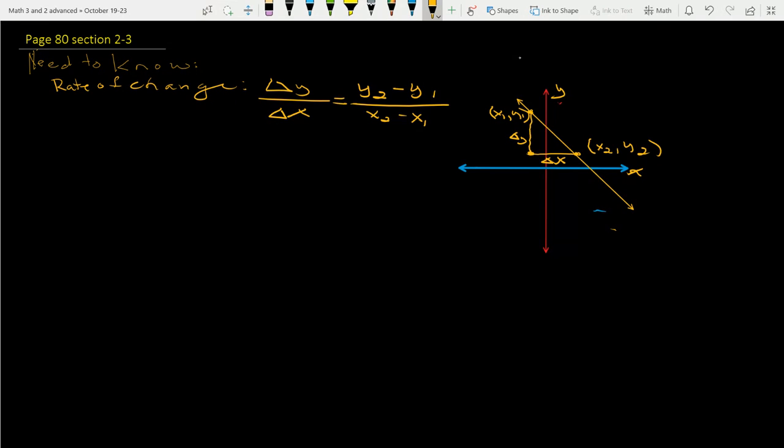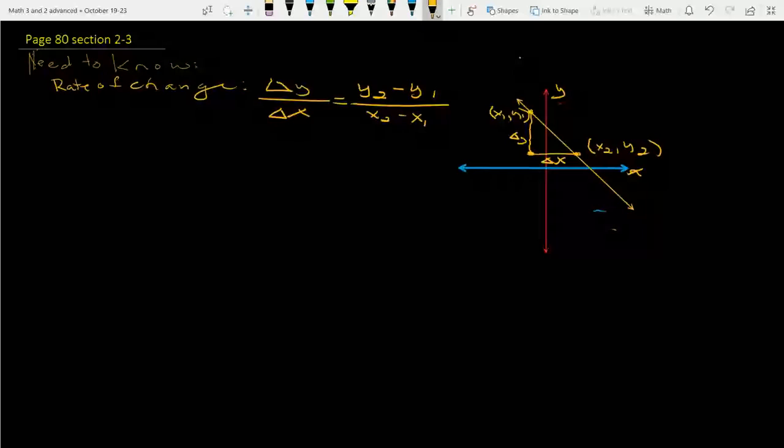So if we take this piece here that we're looking at, what we're really doing is the change in y over the change in x. That's the idea behind the rate of change. Again, we did this right before we left for break, so this is a quick little review. If you want to pause the video and write all this down, you can.